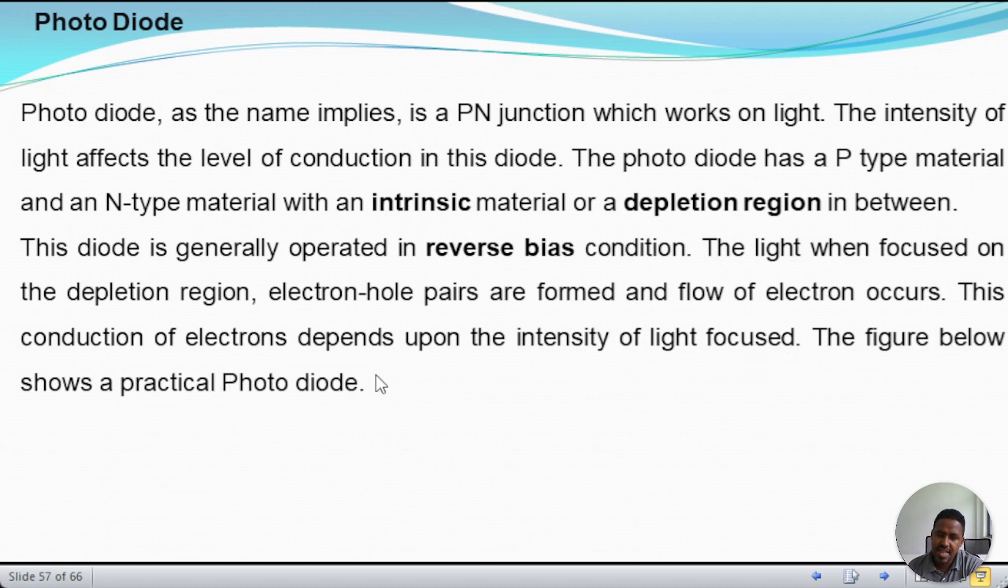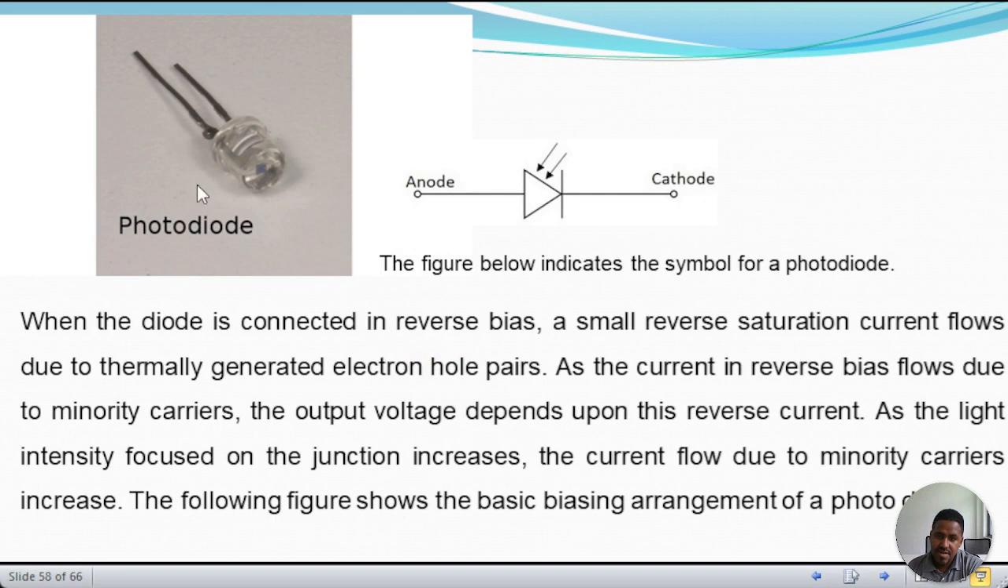The figure below shows practical photodiodes. This is how the photodiode looks physically, and the symbol of the photodiode looks like this one. When the diode is connected in reverse bias, a small reverse saturation current flows due to thermally generated electron-hole pairs. As the current in reverse bias flows due to minority carriers, the output voltage depends upon this reverse current. As the light intensity focused on the junction increases, the current flow due to minority carriers increases.